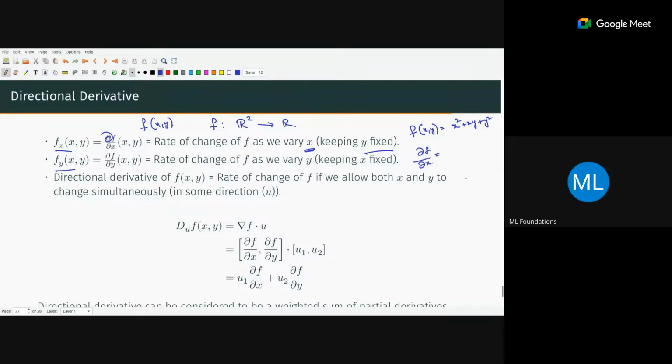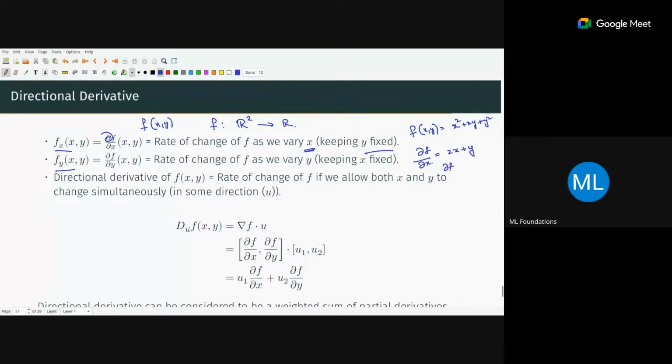If I differentiate the function with respect to x, it will be 2x plus, y is constant, so constant times x. If I do the derivative, x will go off and the constant will remain, which is y. And y square is a constant as of now because we fixed it, so the derivative of a constant is 0. So dou f by dou x will be 2x plus y.